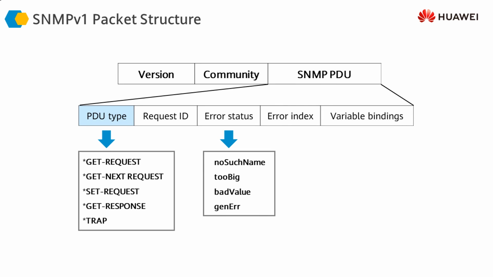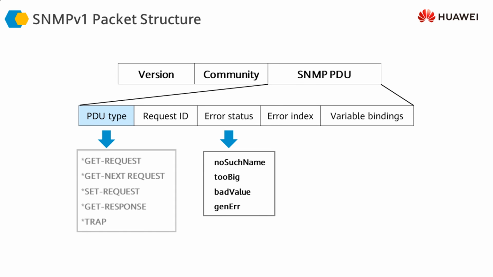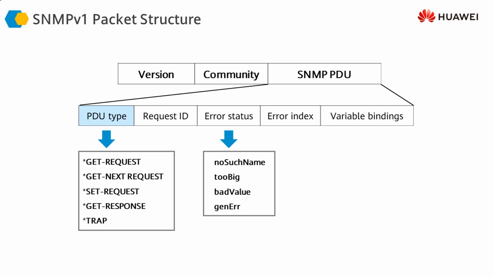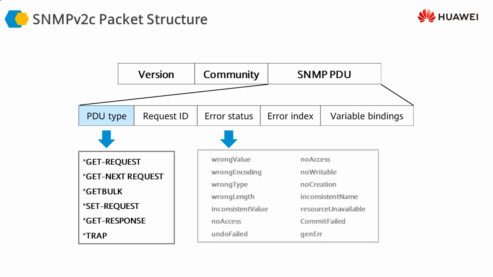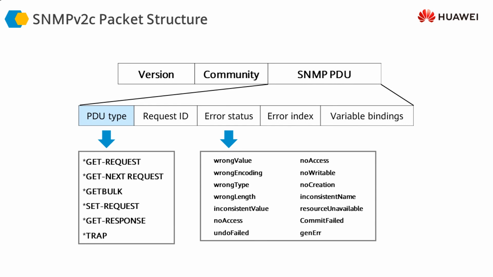This is the packet format of SNMP version 1. You can see that there are limited messages and limited error codes. If you look at version 2C, we get the additional get bulk message, and a large number of error codes were added. So this was all about SNMP.